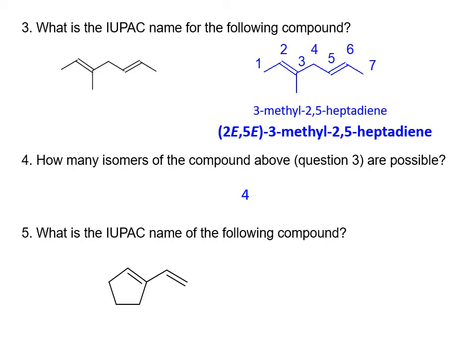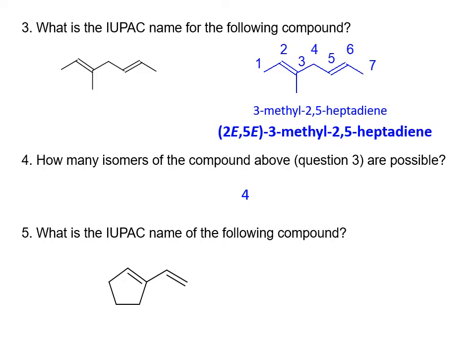And finally, question number 5. What is the IUPAC name of the following compound? This appears at first glance to be another diene, but it is not, because the 2 double bonds are in a way considered separately, because 1 double bond is part of the parent chain, the cyclopentane ring. Since the cyclopentane ring contains a double bond, it's cyclopentene.